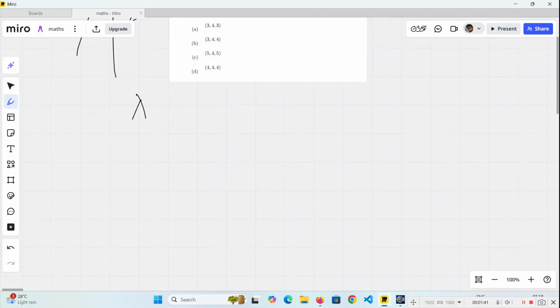In this we'll need one concept, that is the vector. We know this theory: the vector connecting the closest points on two lines is orthogonal to the direction vectors of both the lines. So we need to find the direction vector of these two lines.